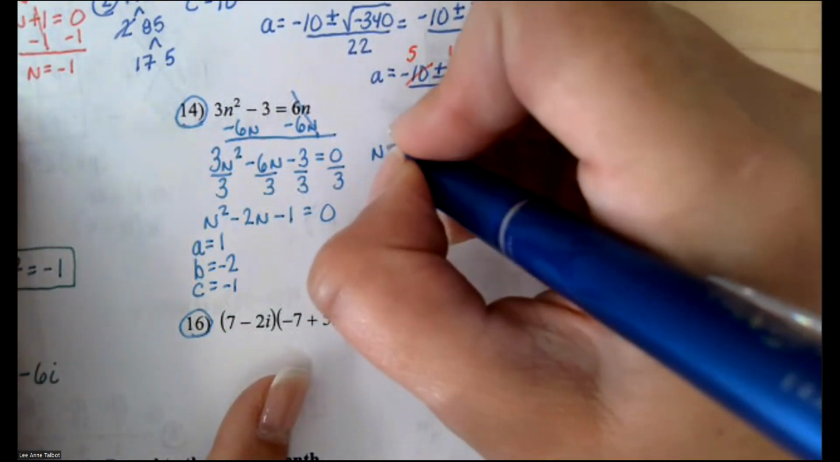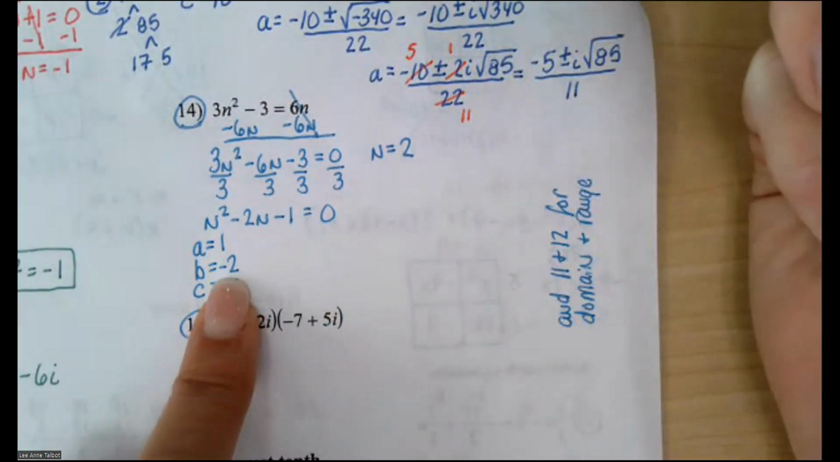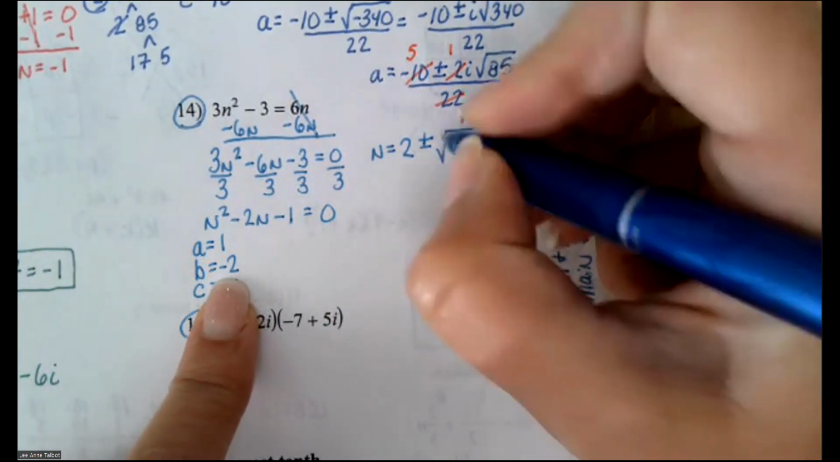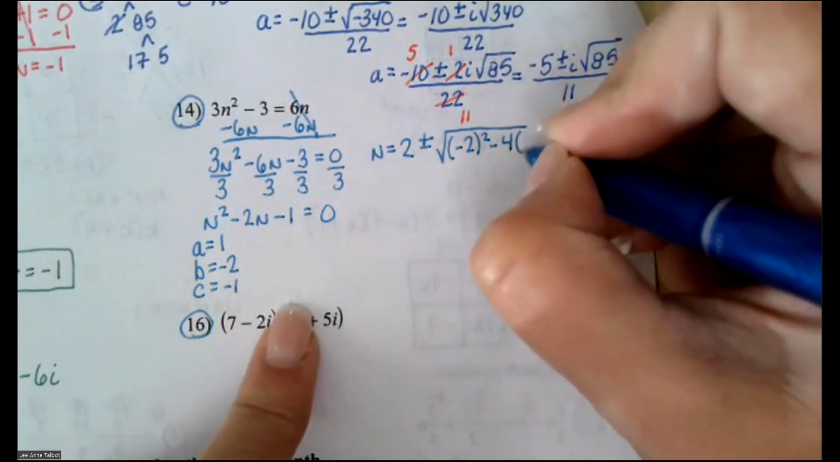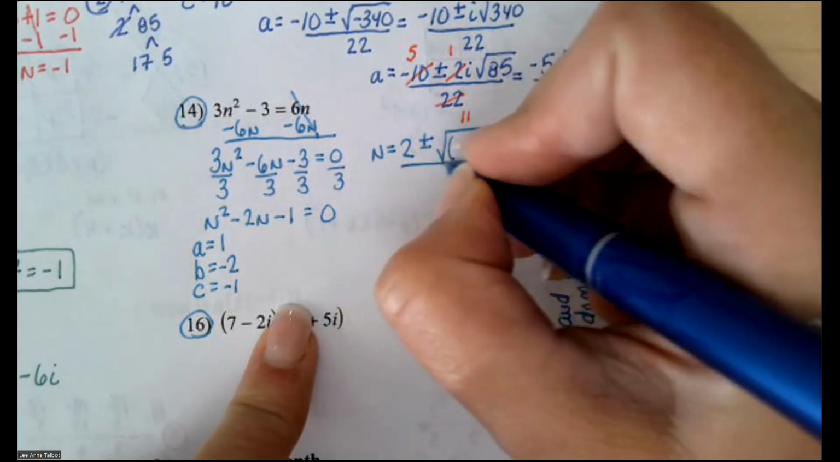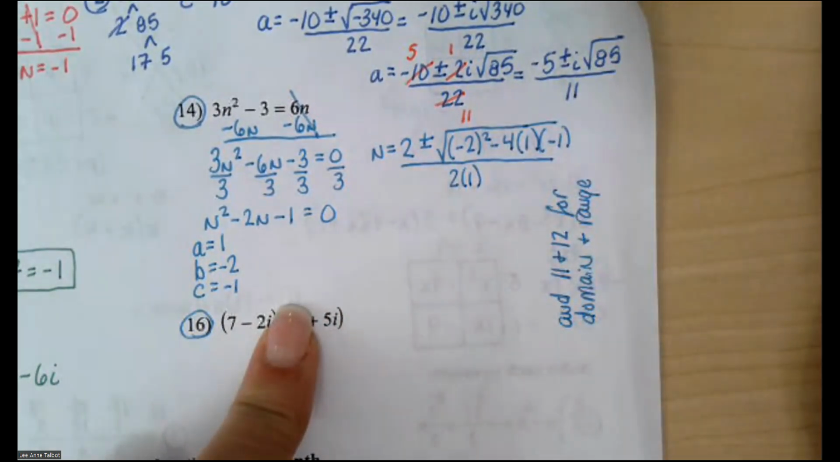Okay, n equals. B is negative, so I'm just going to make it +2 plus or minus the square root of B squared minus 4AC, all over 2A.